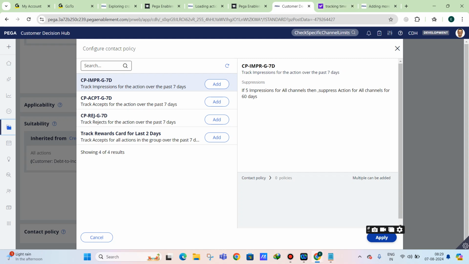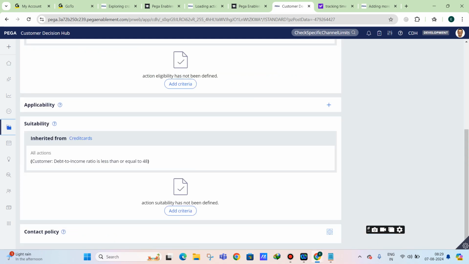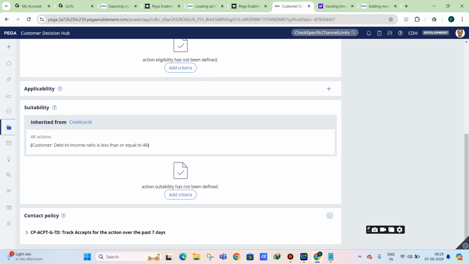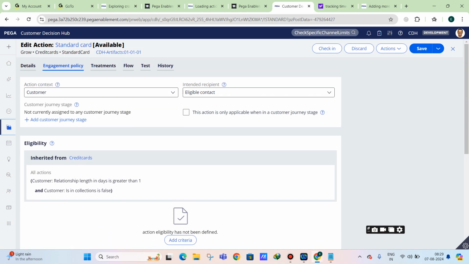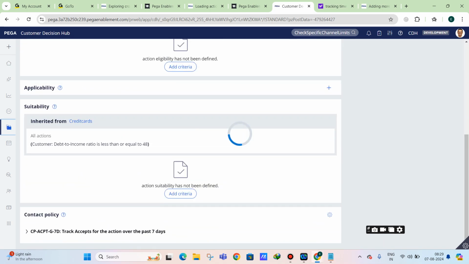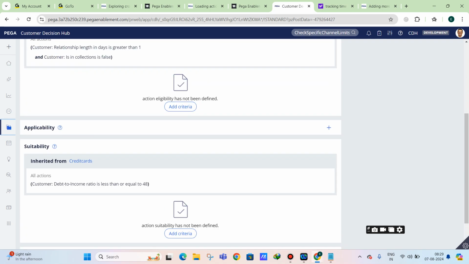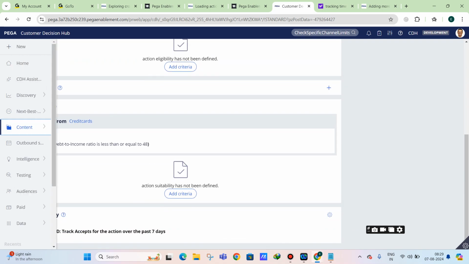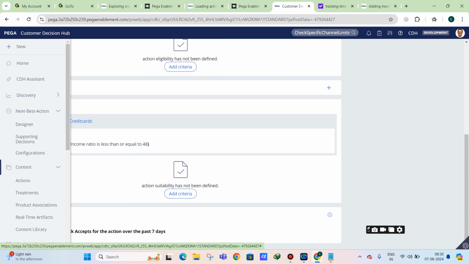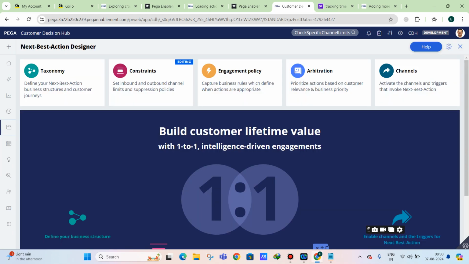Let us say I want to add this suppression rule, then I will click on the add button and click on apply. That means this suppression rule is applicable only for this particular action, that is standard card. If the standard card has been accepted by the customer in the last 7 days, then we are suppressing that standard card for the next 1 year. That's what we are doing here. The same suppression rules can also be added at issue level and group level.